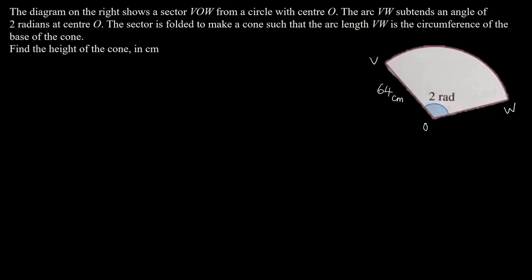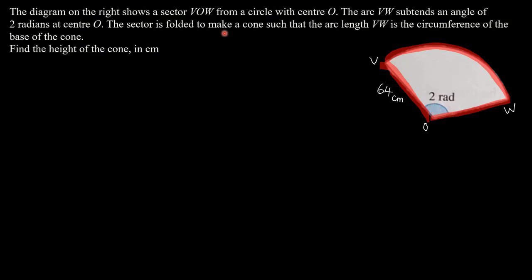Today we do a circular measure summative exercise. Let's read the questions. The diagram on the right shows a sector VOW from a circle with center O. Okay, so this is the sector VOW with center O. The arc VW subtends an angle of 2 radians at the center O.